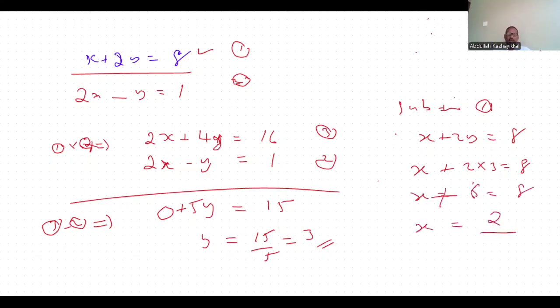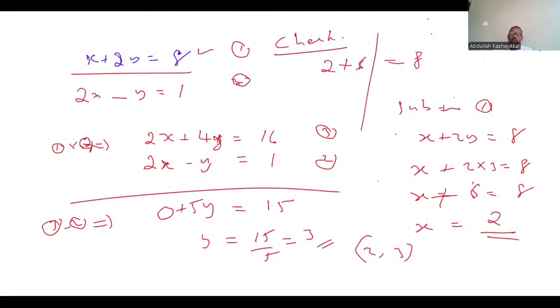It is exactly correct. We got x is equal to 2 and y is equal to 3. This is the solution. The x coordinate is 2 and the y coordinate is 3. We can check this one in equation 1. x plus 2y: 2 plus 2 into 3, 6, that is equal to 8. LHS equal to RHS. We are happy. This is the way we have to solve.